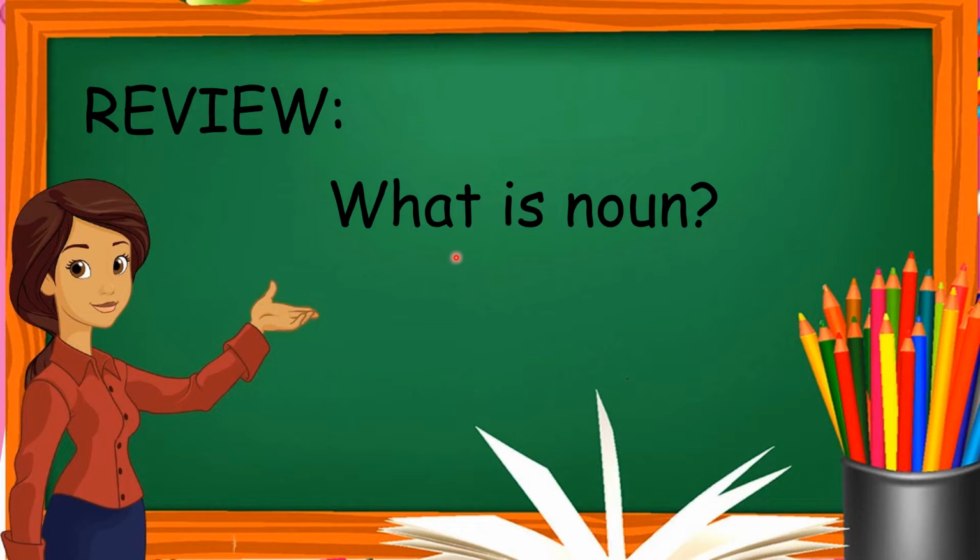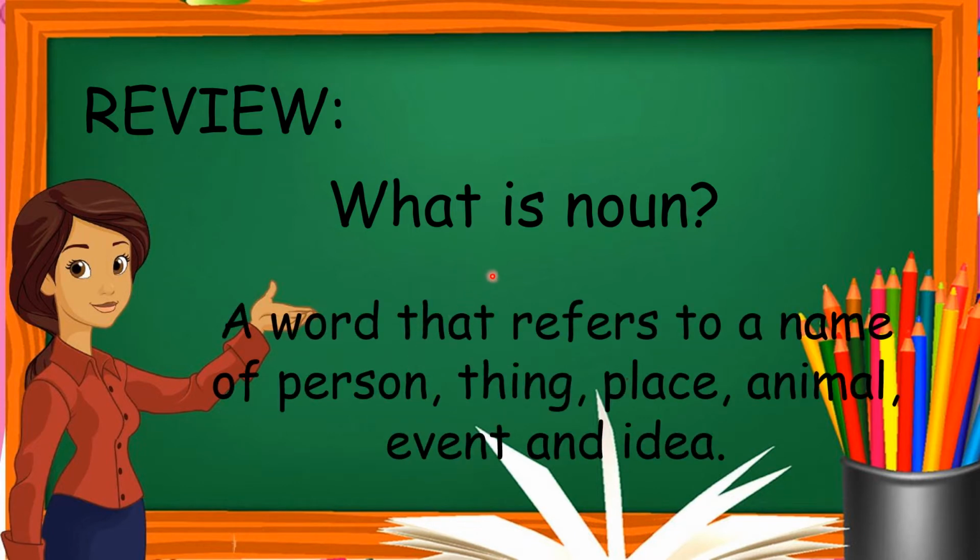What is a noun? Anybody? Can you still remember about noun? Yes, it is a name of person, thing, animal, place. A noun is a word that refers to a name of person. That is correct. Thing, place, animal, event, and idea. Can you still remember that?